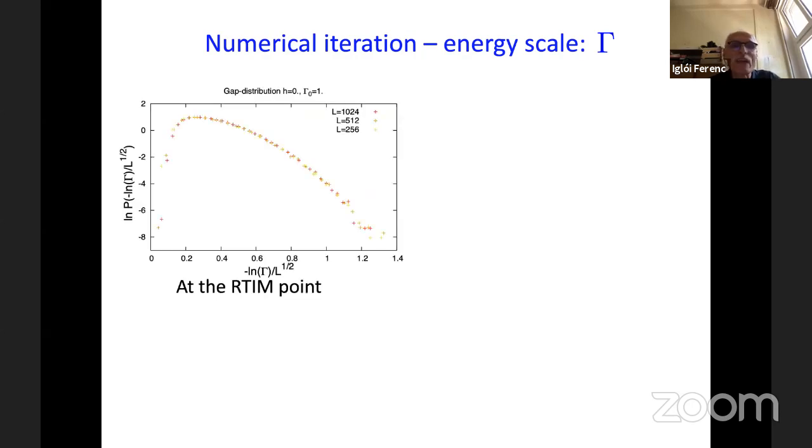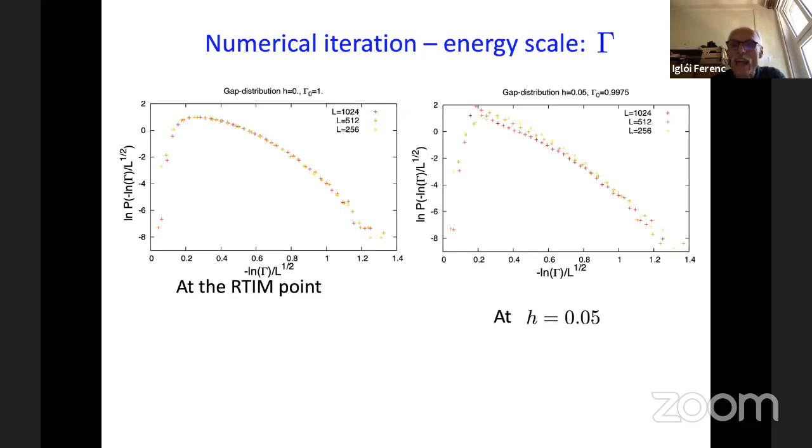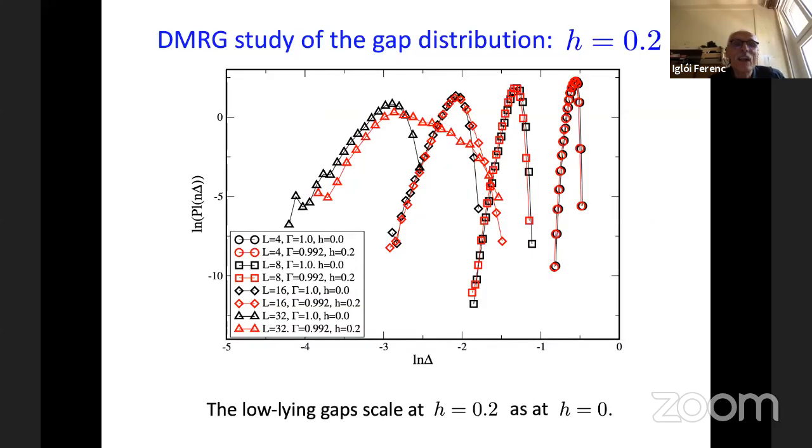If we make a numerical iteration, then we see this for H equals 0, when we know that it is an infinite randomness fixed point, and we see very much the same if we move this point a bit further. So we get the conclusion that this is numerically also infinite disorder scaling. We see a similar conclusion from the DMRG study.